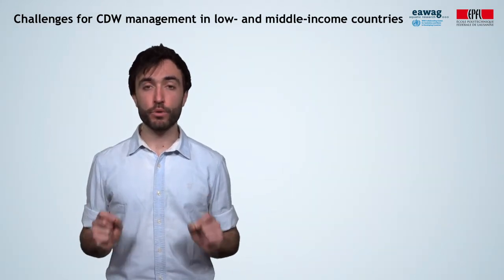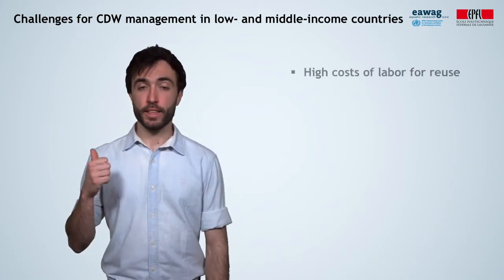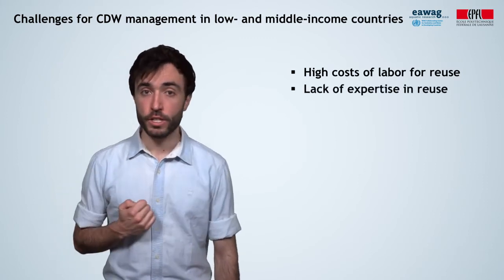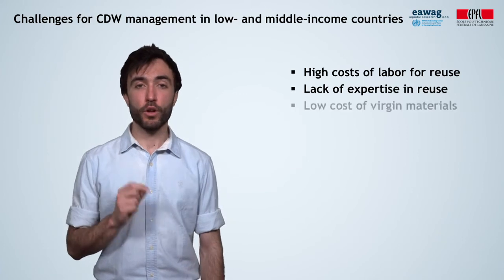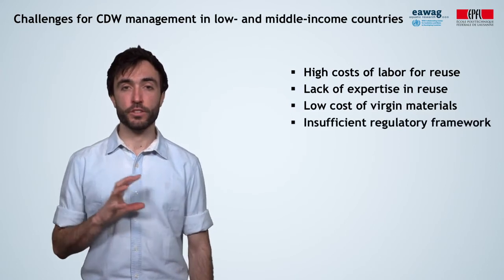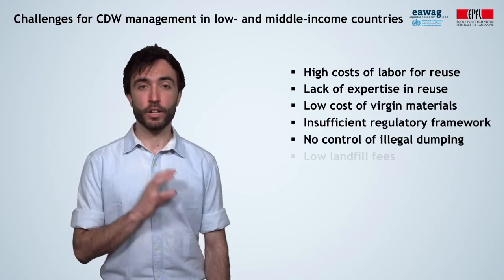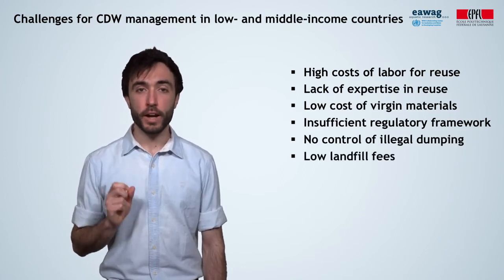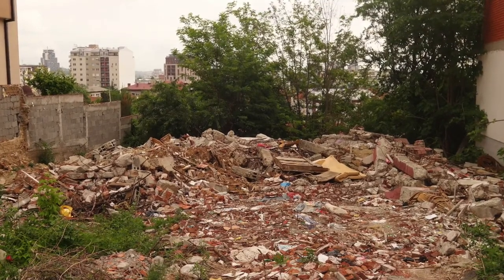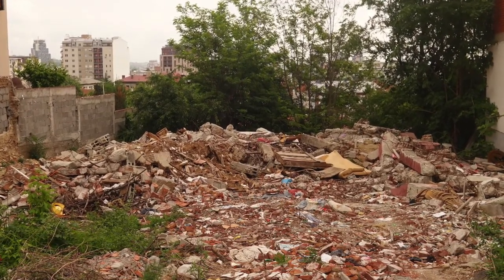This is still the most common practice in low and middle income settings, mainly due to the high costs of the labor needed for reuse of the materials, the lack of expertise in reuse practices, the low cost of the new or virgin materials, the insufficient regulatory framework, not having any control over illegal dumping, and the low landfill fees. In spite of the multiple recovery opportunities, illegal dumping of construction and demolition waste continues to be an ongoing problem in high, middle, and low-income countries.